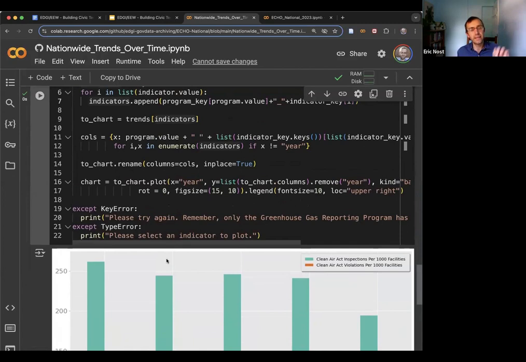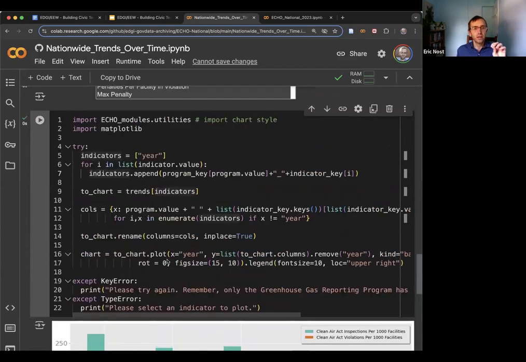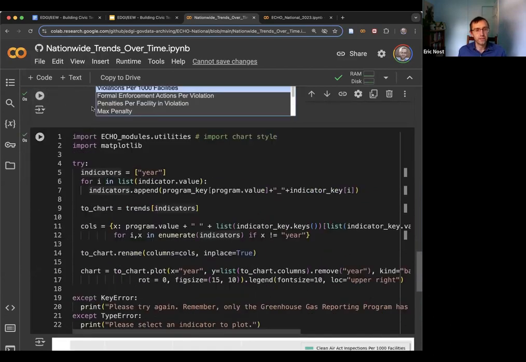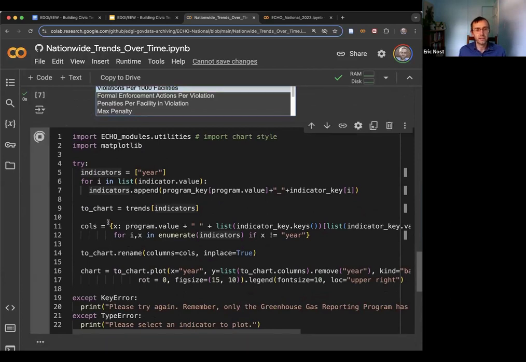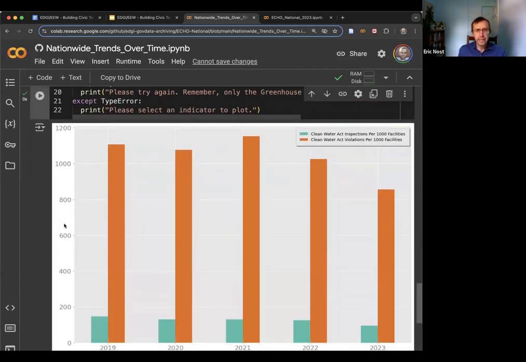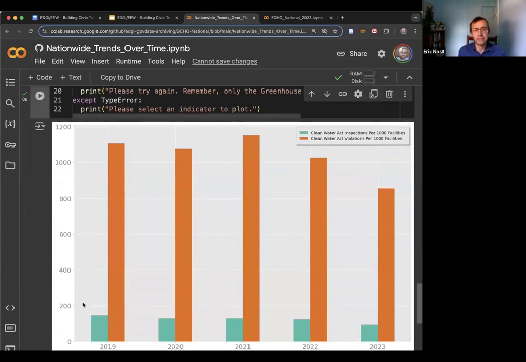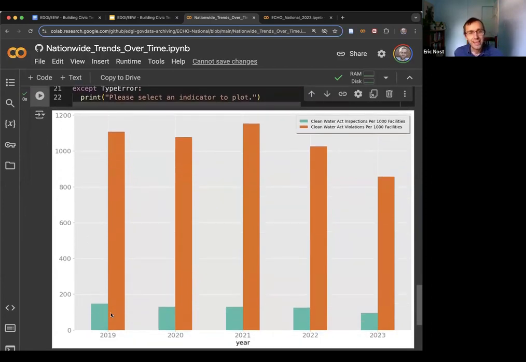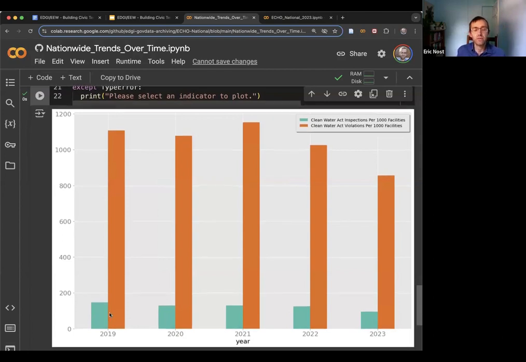Now, that is less true for the Clean Water Act. Let's take a look at that. So we go back up here, select the Clean Water Act, and then look at inspections and violations again. And so what we see here is actually quite essentially a sort of reverse trend, at least in terms of inspections versus violations.